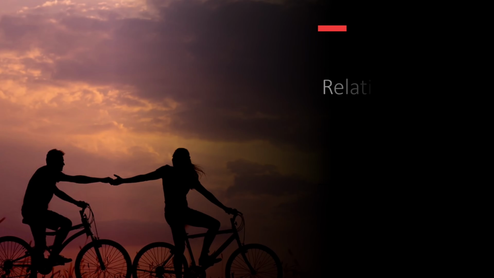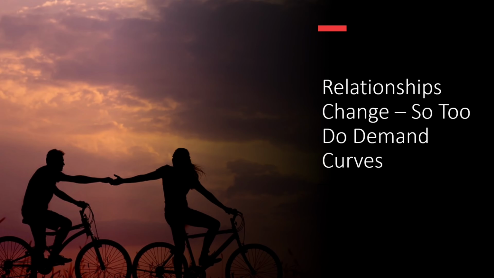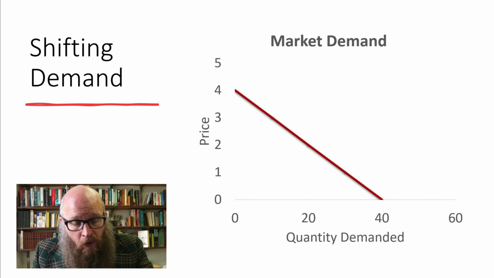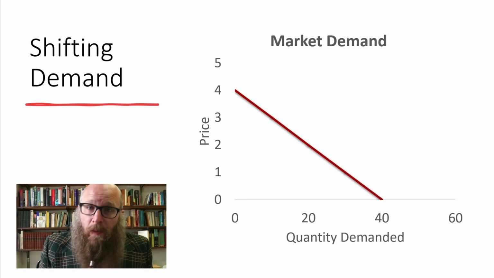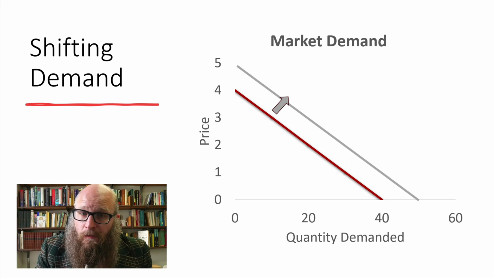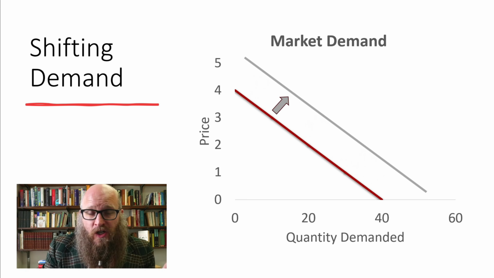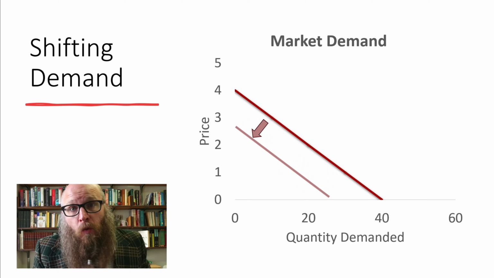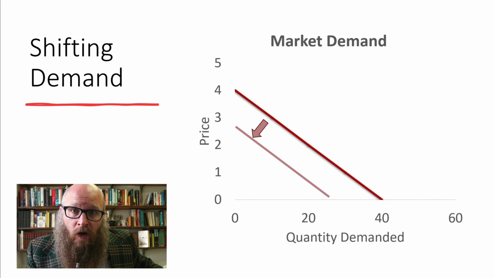But of course, relationships change, so too do demand curves. We're going to talk about a number of phenomena that predictably change that relationship between price and quantity demanded. This will show up in our graph as a shift in the demand curve. When at every price point we want to buy more, you have to shift the demand curve to the right. Whereas if at every price point you want to buy less, you shift the demand curve to the left.